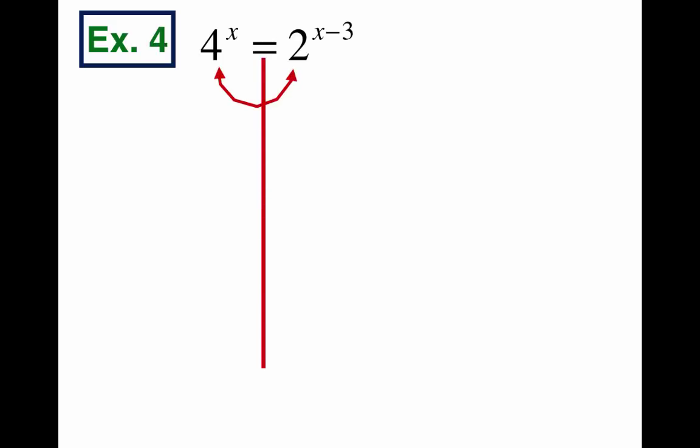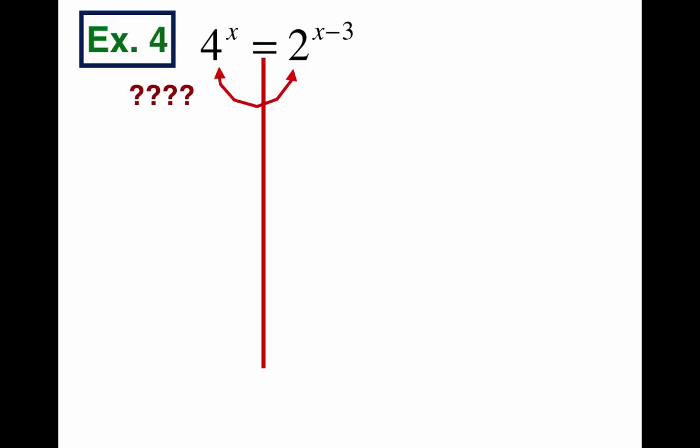Okay, let's look at another one, example 4. Again, here's an example of when we don't have equal bases: 4 to the x equals 2 to the x minus 3. I wish that this problem would be easier, but without those equal bases, I always have to stop and think, what can I do to make them equal?